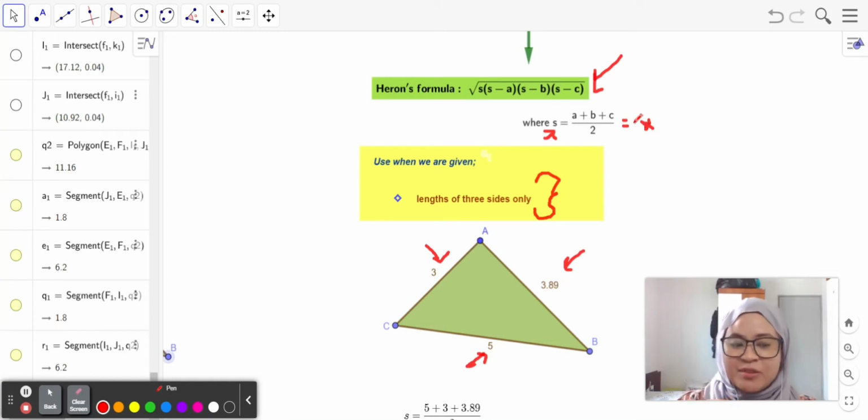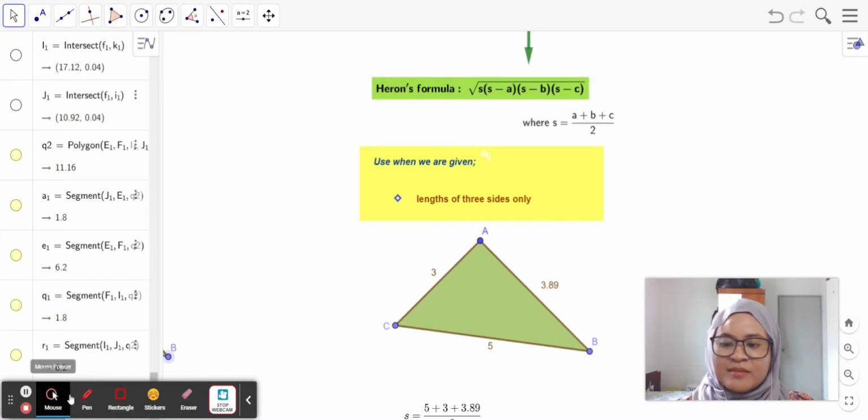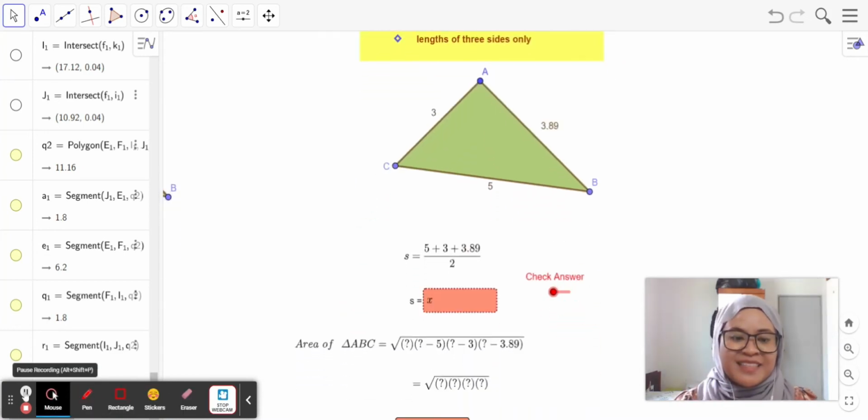Then step 2 is to substitute the value of S, and then substitute the values of all 3 sides of the triangle, inside Heron's formula. Okay, for example, let's take a look at the example below in solving the area of a triangle by using Heron's formula.